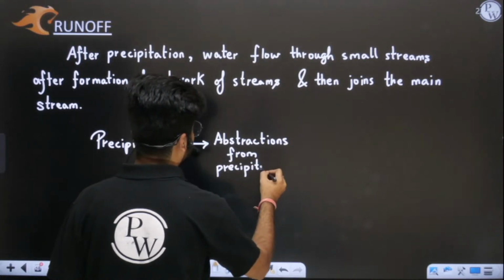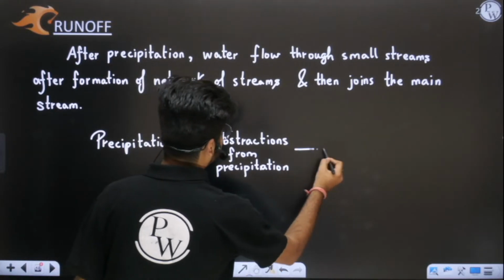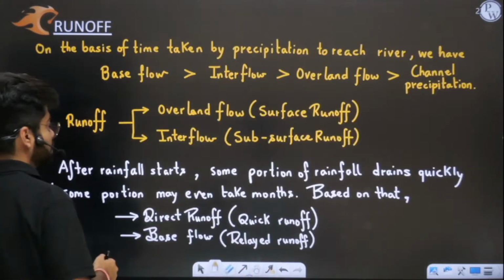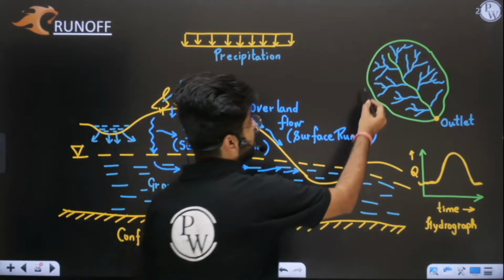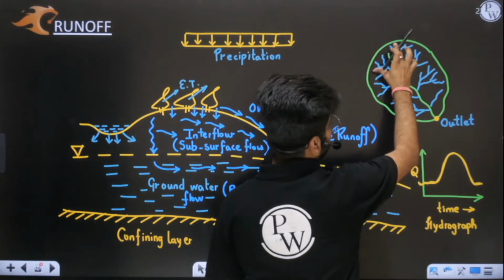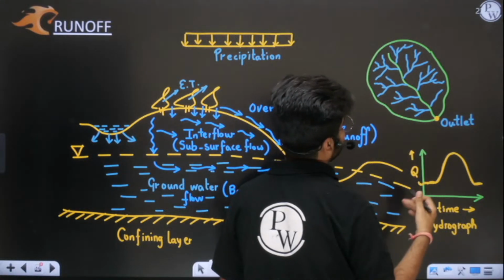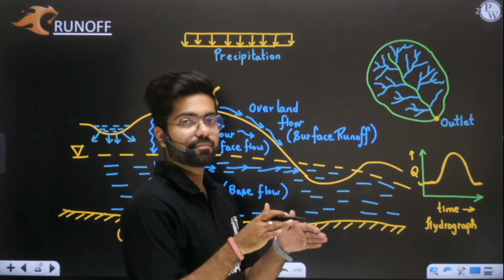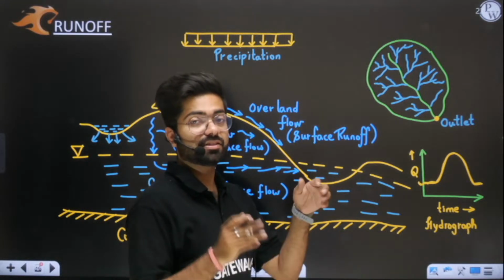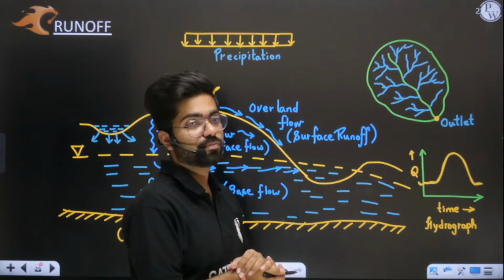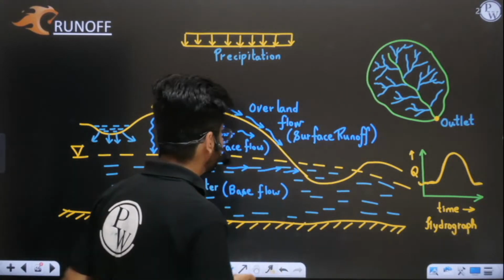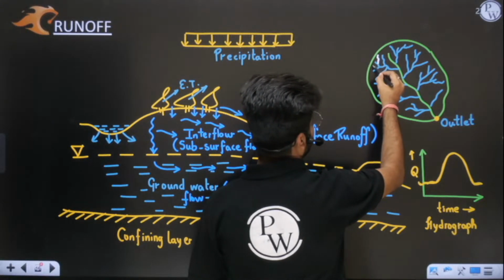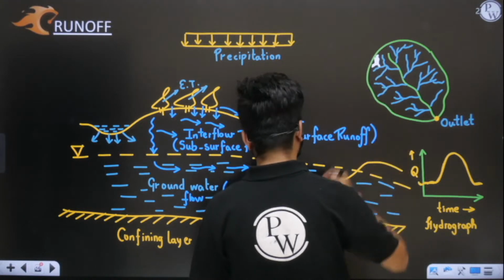Now after the abstractions, after all the losses have taken place, I will see stream flow. I will see that small streams have formed in my entire channel, and this formation of small networks of streams will be there, and water will travel through this. First runoff will be there, and then the streams will carry a huge amount of water and ultimately drain it into the main central stream. In order to reach here, water has to flow from here.